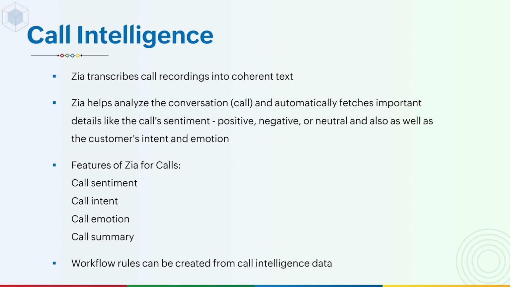Call summary. Zia automatically summarizes the text spoken by the customer on the call and provides a concise description of the call in a single line of text. This helps sales reps and managers take a call on how the conversation went without listening to the entire recording. Now let's take a look at a quick demo to review Zia's call intelligence.